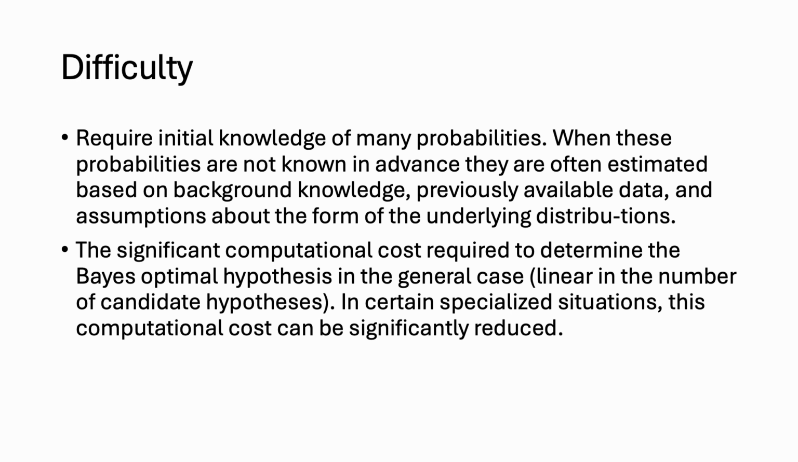In certain specialized situations, this computational cost can be significantly reduced. So we have naive Bayes, which significantly reduces the computational cost by adding the assumption of independence. We also have the Gibbs algorithm, which only chooses a subset of all hypotheses based on a certain function, which can significantly reduce the computational cost. And those are just two of the ways that we can reduce the computational cost.